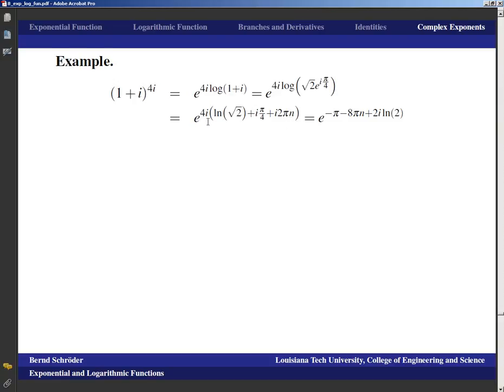And, well, then we multiply that out. So 4i times pi over 4 is negative pi. 4i times 2 pi n is negative 8 pi n. And 4i times ln root 2, right, root 2 is 2 to the 1/2, so we get 1/2 times 4 times ln 2, which is 2 ln 2, and the i comes from here. So that does work out. And notice again that these powers now have actually infinitely many values, because we're using the multiple valued logarithm function.